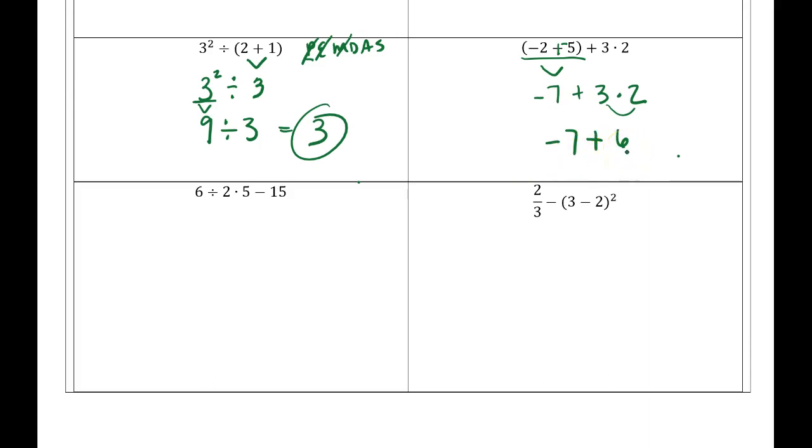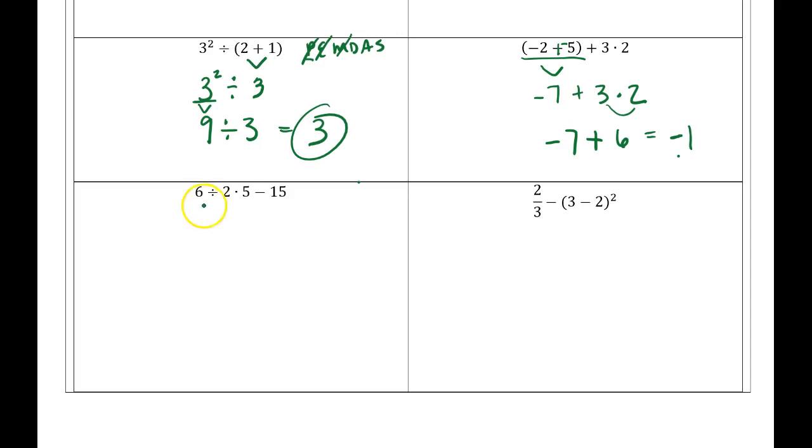So what's the rule? Okay, the rule is you take the difference, which the difference between 7 and 6 is 1. And then you put a negative on your answer because this is the bigger number. So that's our final answer. Cool. All right, just a couple left.